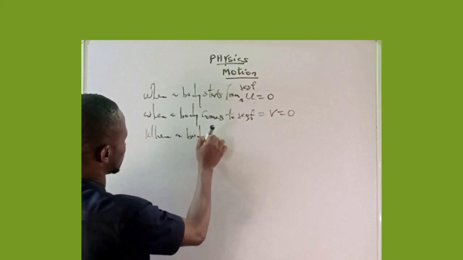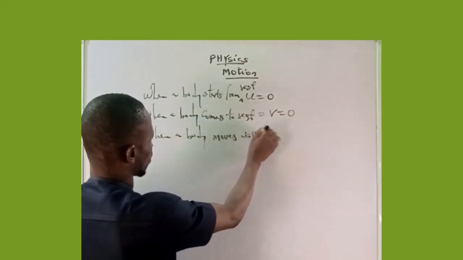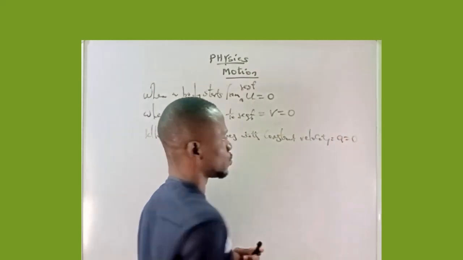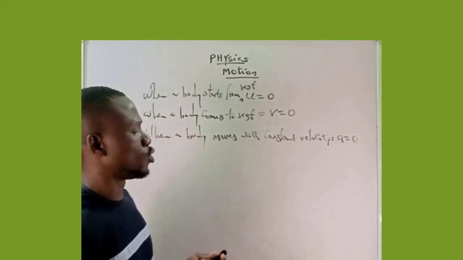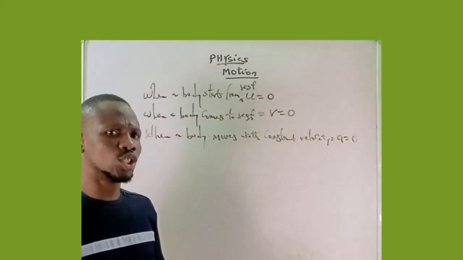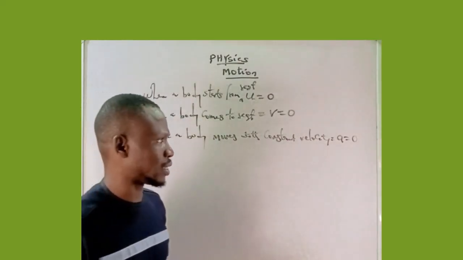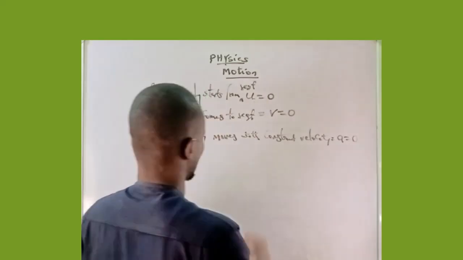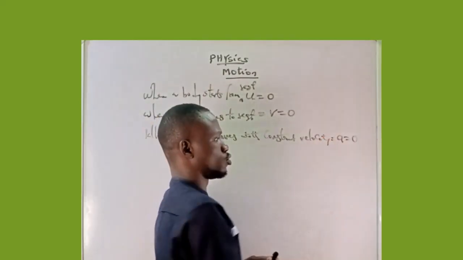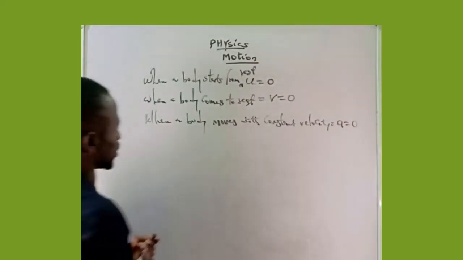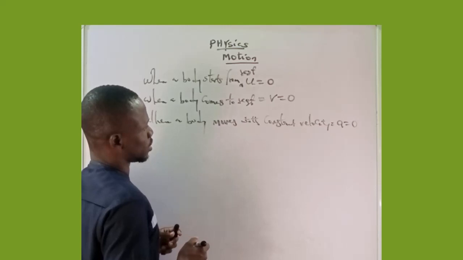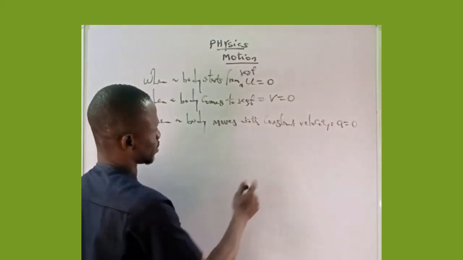When a body moves with constant velocity, acceleration is equal to 0. Why? No change in velocity. Acceleration is change in velocity over time, is it not? So when the body moves with constant velocity, acceleration is said to be 0. It's also important to understand that a body in uniform velocity is not the same as constant velocity.